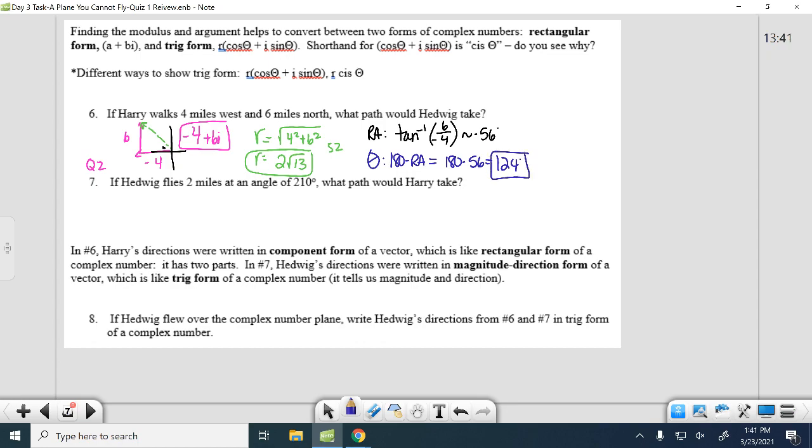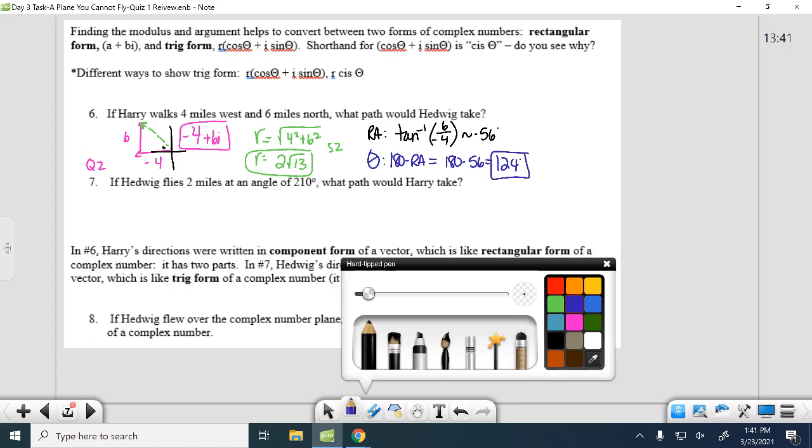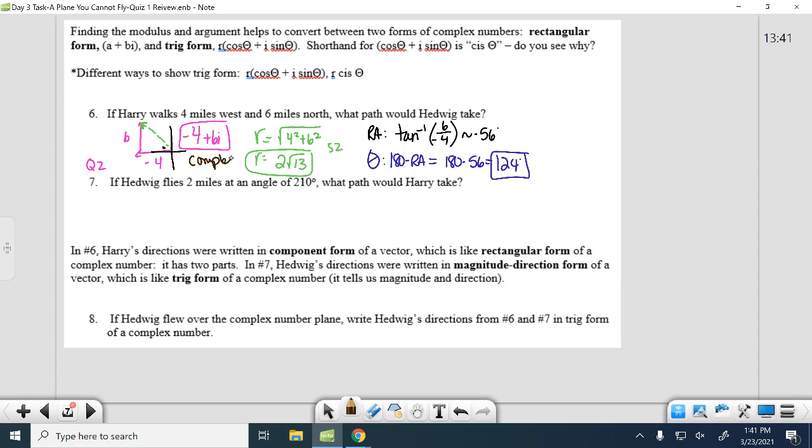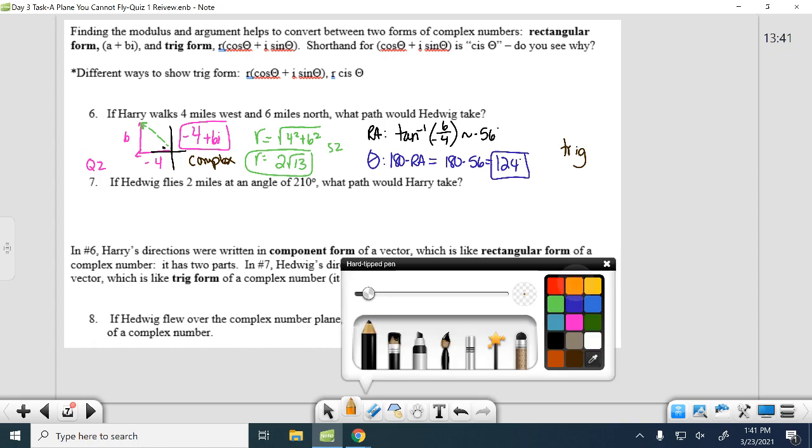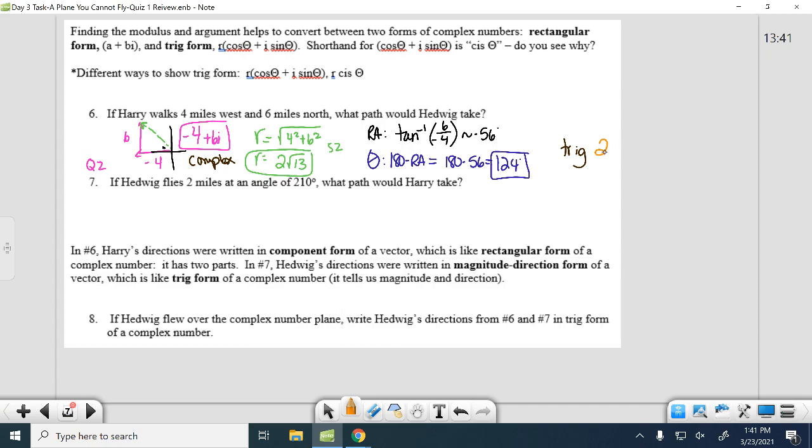So we need to use 124 degrees and the r value that we found, 2 root 13, to put this from complex into trig form. And I'm going to go ahead and abbreviate it, and I'm going to write it as 2 square root 13 cos I sin of 124 degrees. If you changed the root 13, you'd have approximately 7.2 cos I sin of 124 degrees. They both mean the same.